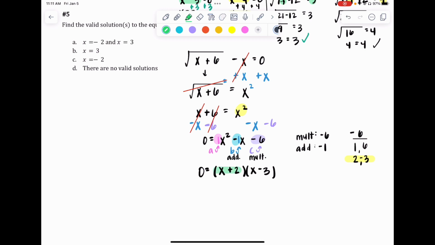completely for x. So x plus 2, set that factor equal to 0. And then the other factor, x minus 3, set that factor equal to 0. And then solve each one separately. So for x plus 2, we'd want to cancel out the plus 2 by subtracting 2 from both sides. And then that would leave me with x equals negative 2. And then for x minus 3, cancel out the minus 3 by adding 3 to both sides. So that would leave me with x equals positive 3. So once I solve both, I end up with x equals negative 2 and x equals 3.